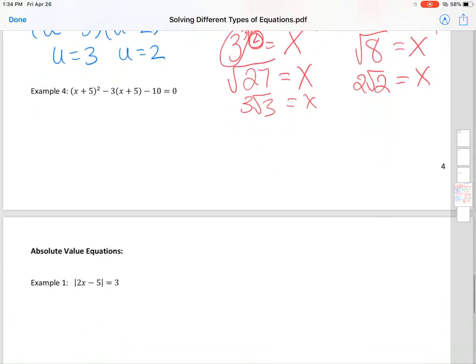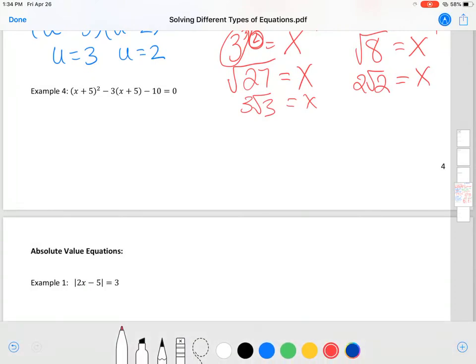Okay, last example. For this substitution, it's already got a squared here. And this is to the first. So this is what I want to be u. So I want u squared to be equal to x plus 5 squared, which means u has to be x plus 5. So now I replace, everywhere I see x plus 5, I replace it with u.